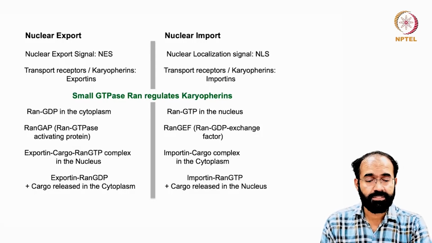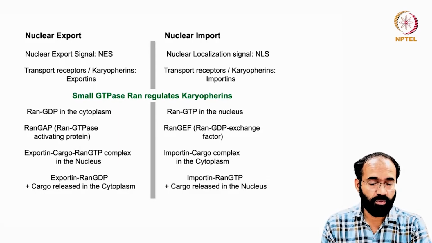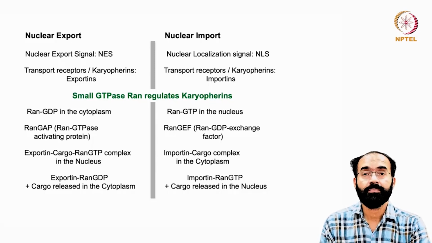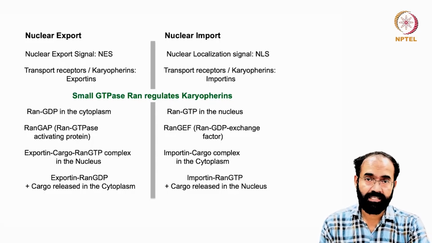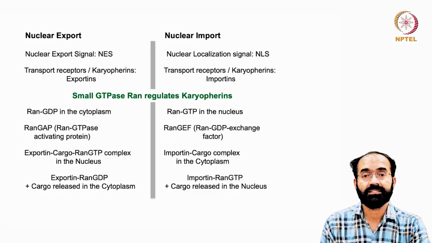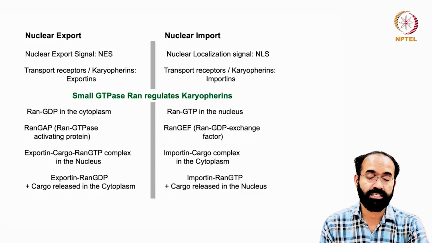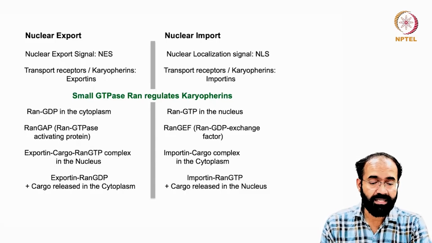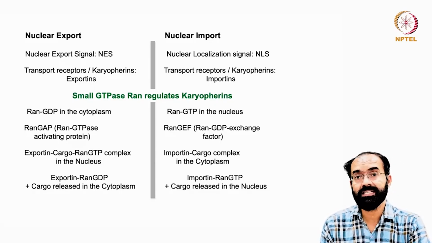So then comes the next step in nuclear export, the exportin, cargo, RAN GTP complex in the nucleus. So RAN is in the nucleus, GTP is in the nucleus, cargo, which is the RNA, is in the nucleus, and exportin also is in the nucleus. So what does it form? The exportin, cargo, RAN GTP complex stays in the nucleus before exporting the cargo into the cytoplasm. So exportin, RAN GDP plus cargo are released in the cytoplasm.